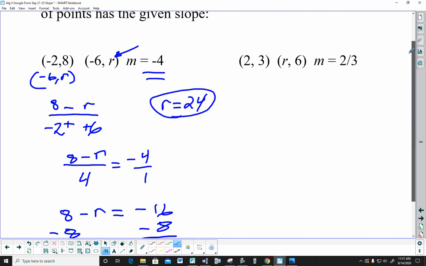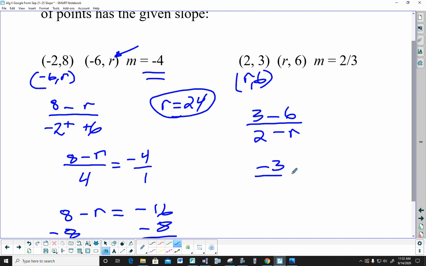Showing you it again. This time the r was a y. This time the r is an x. So I'm just going to organize it by putting the one below the other, just because it helps me line things up. Y is on the top. X is on the bottom. Simplify either the top or the bottom. So 3 minus 6 is negative 3 over 2 minus r. And that's worth 2/3.